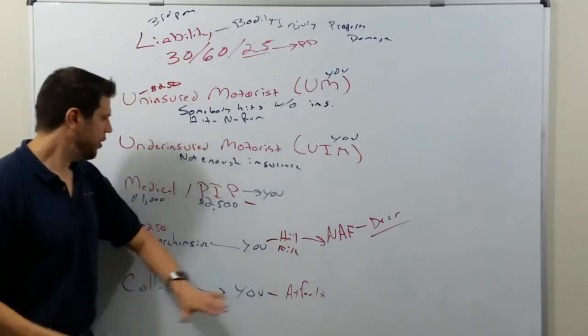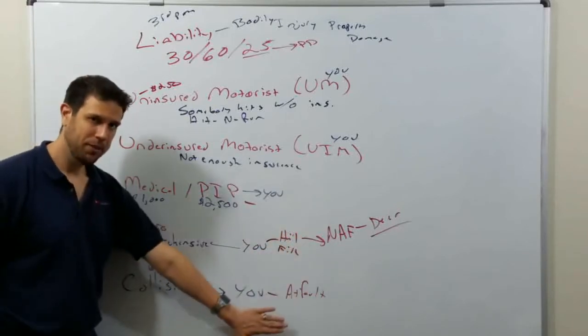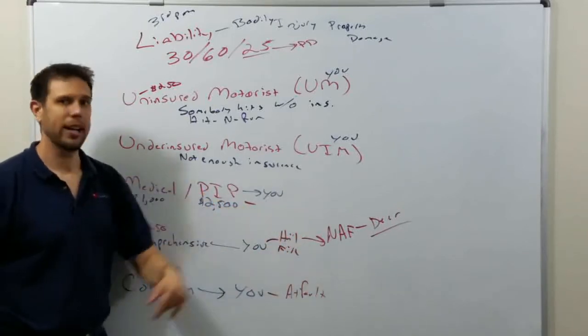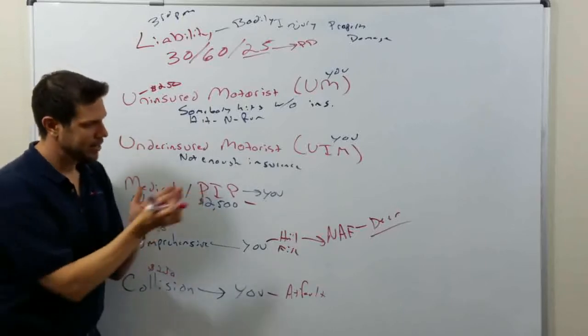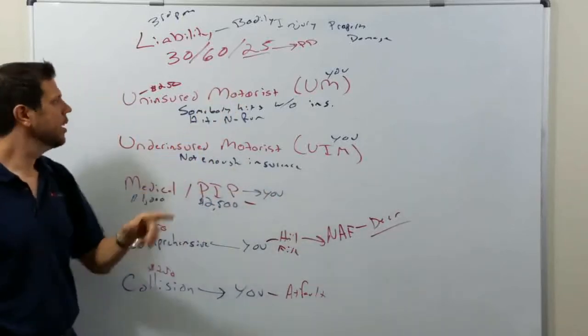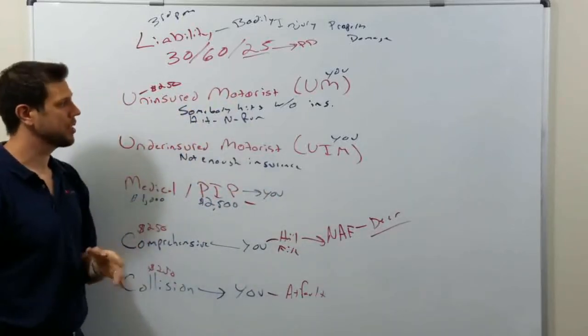So let's say you don't have comp and collision and you leave your car on the side of the road and somebody sideswipes it and they leave. Uninsured motorist still covers that.